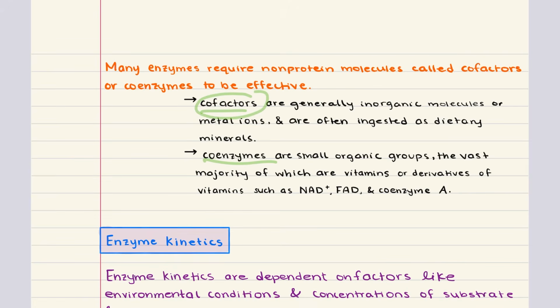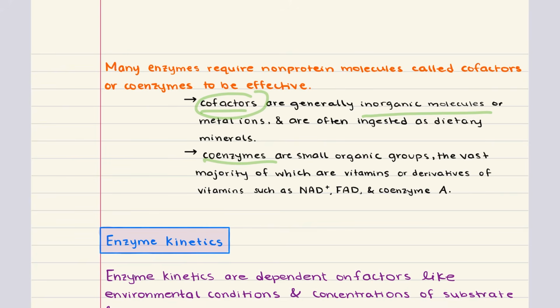Cofactors are generally inorganic molecules, often metal ions like magnesium, zinc, or iron, and they are often obtained through the diet as dietary minerals. And they're usually going to participate directly in the enzyme's chemical reaction. For example, they can help stabilize negative charges, or they can assist with electron transfer.